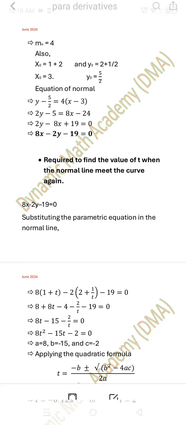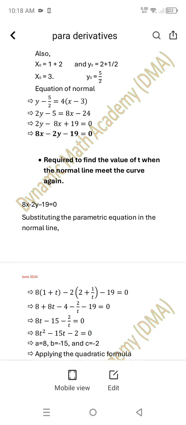So we have 8 plus 8t minus 4 minus 2 on t minus 19 equals 0. 8t minus 15 minus 2 on t equals 0. We multiply also by t, and we're going to have 8t squared minus 15t minus 2 equals 0. So we realize that this is a quadratic in t, with the coefficient a to be 8, that of b to be negative 15, and the constant term c negative 2.